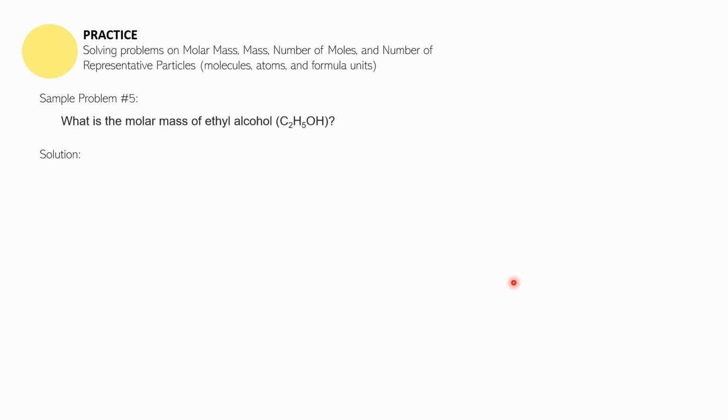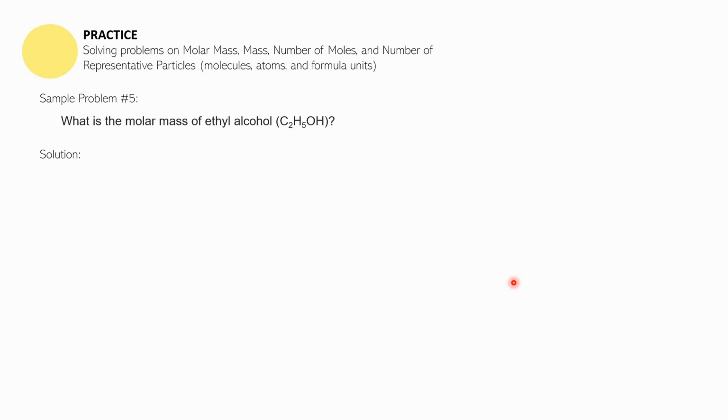So next sample problem is what is the molar mass of ethyl alcohol, which is C2H5OH. Okay, so I'll be giving you time to solve for this. If you need to, you can now pause this video if you're ready. If you have decided to continue, let us proceed with solving this problem.